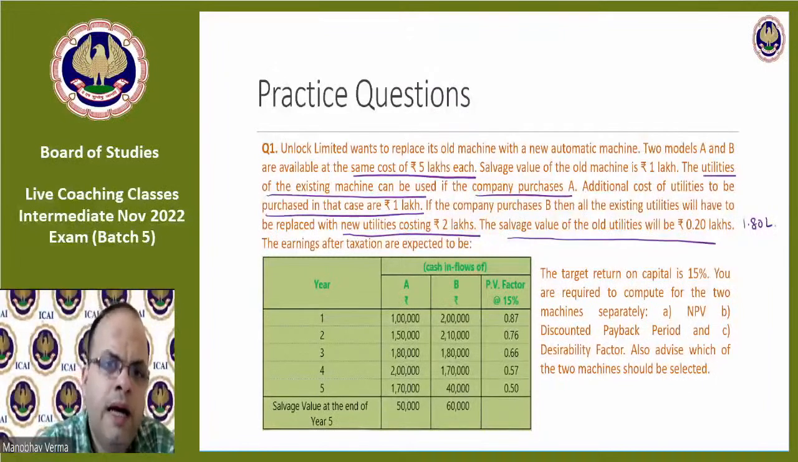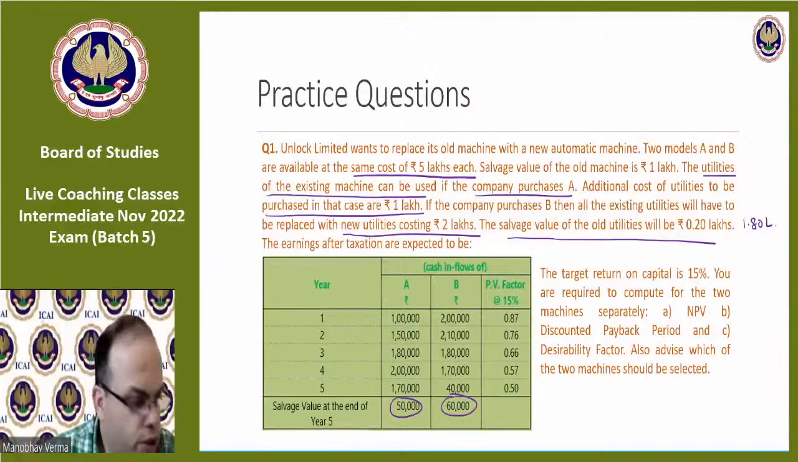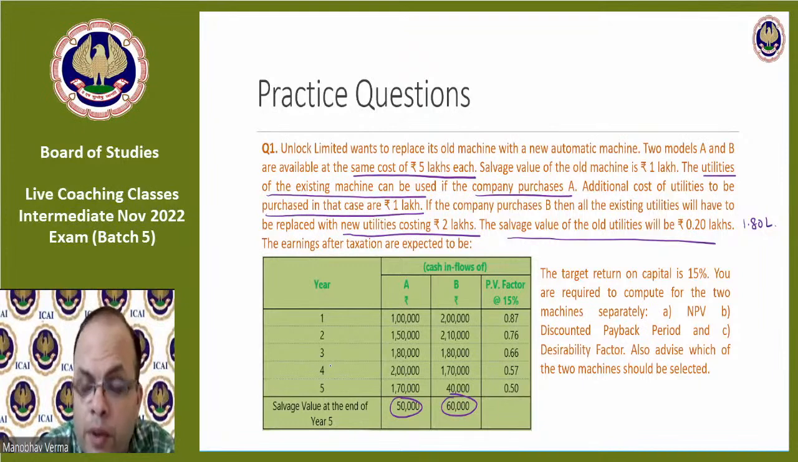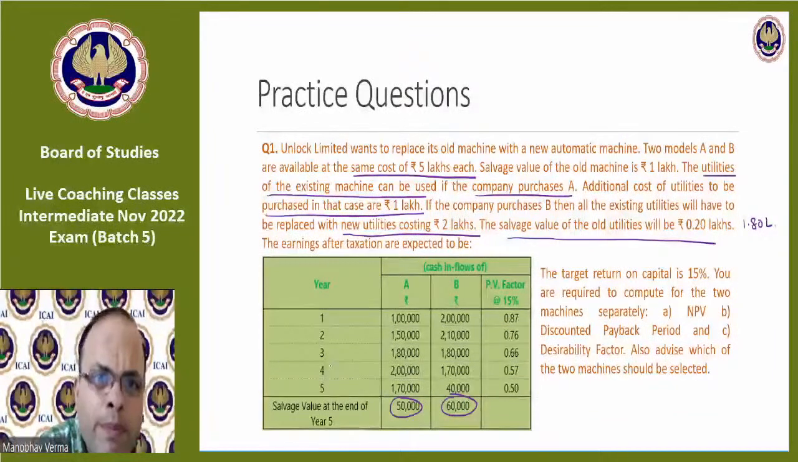So we have years 1, 2, 3, 4, 5. We have the present value factor given to us. And remember, there is a salvage value also given for both the machines. So let's talk about this. And the interesting part is they've already given us the earnings after taxation. So don't even worry about anything else. Mind you, these are cash inflows after taxation, so don't worry about the tax impact on the depreciation and so on. They've already given that. The only important point is the initial outflow, which you need to consider.